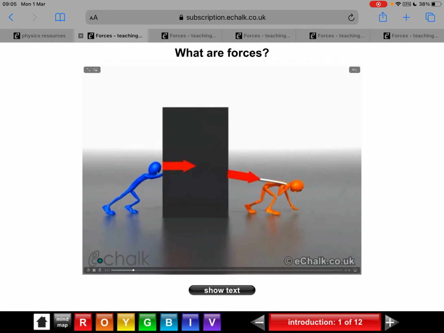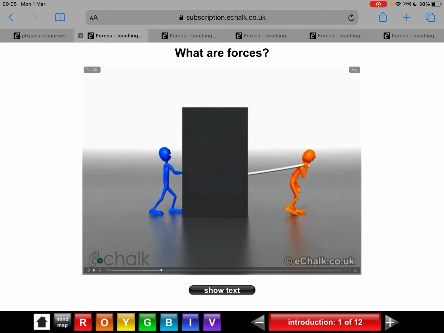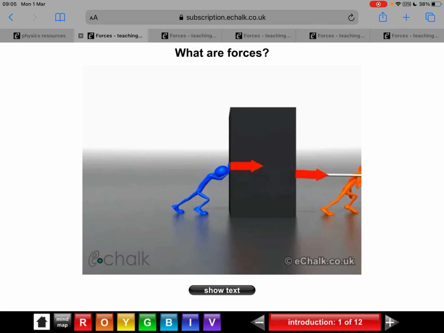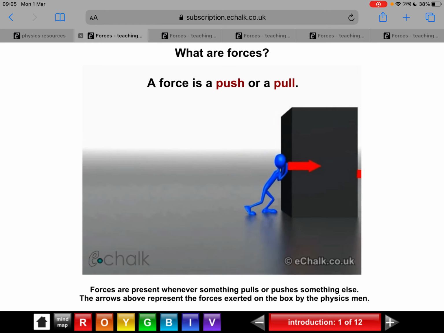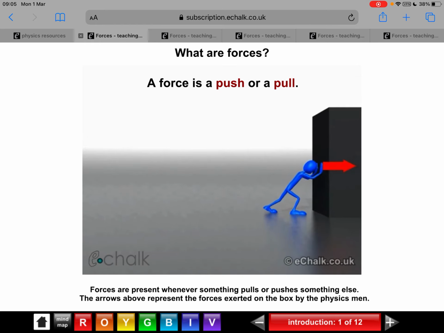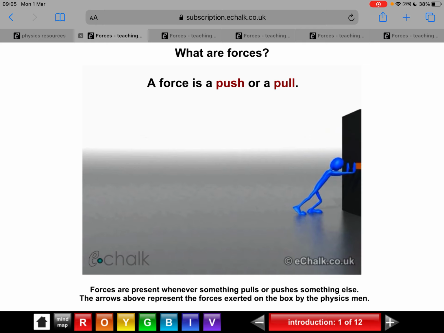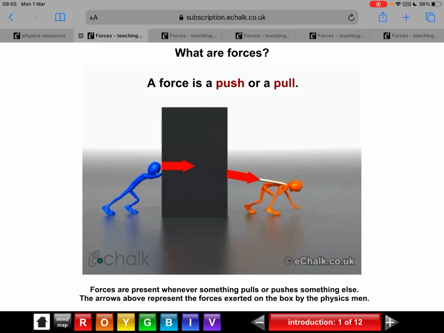A force can be described as a push, pull or twist on an object. You'll see from the animation that a force can be represented with an arrow showing the direction of the force, and in some cases the arrow also indicates the size of the force.